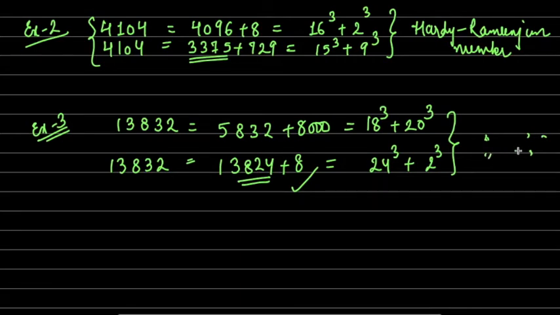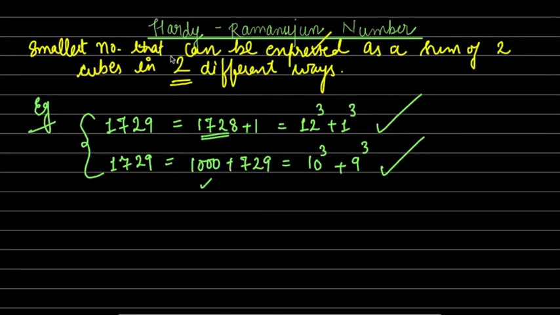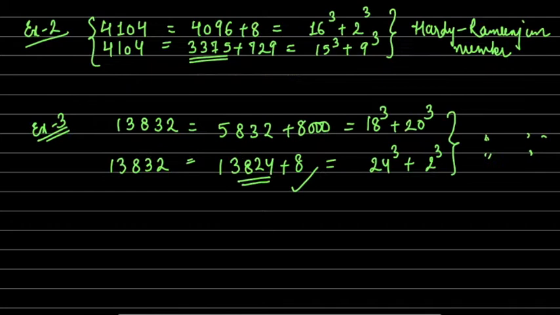So this is how you express it. As you see in the definition carefully, the smallest number that can be expressed as a sum of two cubes in two different ways, not only in one way. You should be able to express the given number in two different ways, then only it is said to be the Hardy Ramanujan number. Okay.